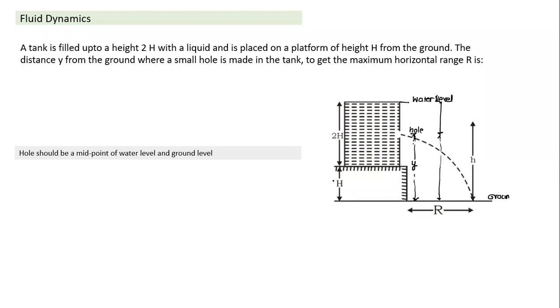So here the total is 3h. It means the hole has to bisect these two. So this y has to be equal to 3h by 2. That's all. The hole should be at the midpoint of water level and ground level. And if you have to calculate range, the calculation of range is simple. The formula is also there, but very easily we can arrive at that value. Velocity will be equal to root 2 into this height here. And the range, very easy formula, horizontal projectile.